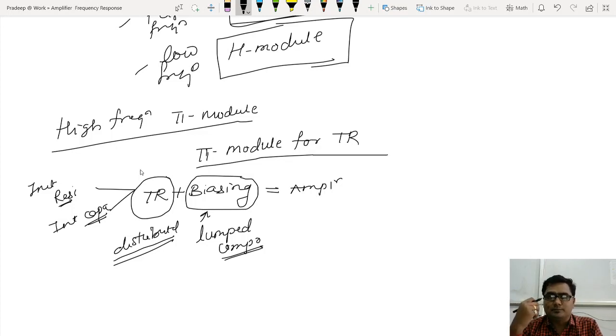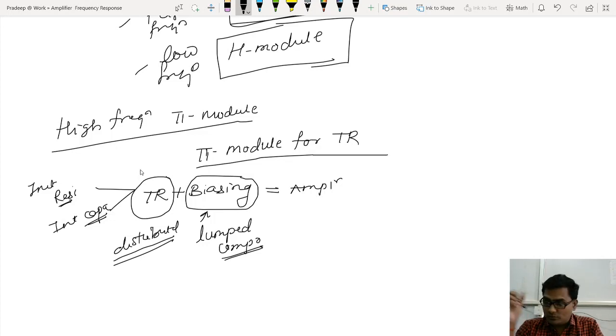And those distributed components will never come into the picture at lower frequencies. They stay quiet, they remain silent at lower frequencies, because at lower frequencies they have no effect, if the frequency is very low. They remain in a rest state. But as you go on increasing the frequency, those distributed components, the internal resistance and capacitance of a transistor, will come up.